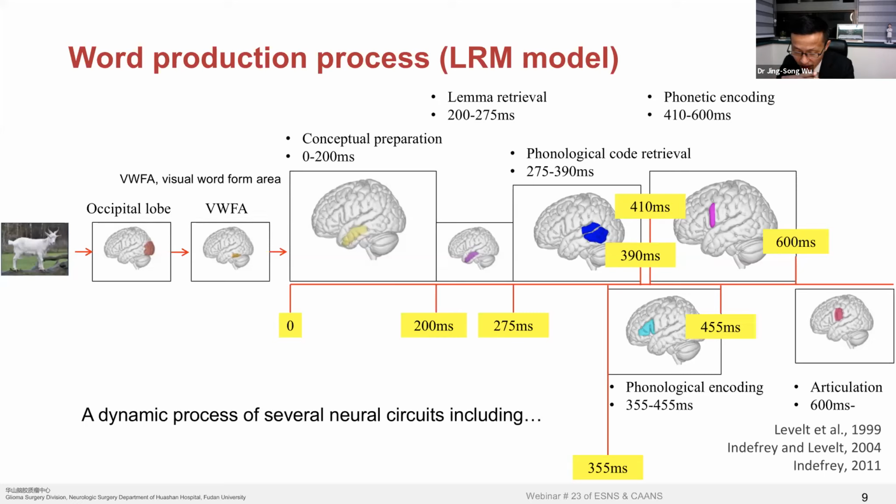Before the end of the phonological encoding process, the ventral premotor cortex gets activated to complete the phonetic encoding process. The time window for this stage is approximately 410 to 600 milliseconds. This step is responsible for sequencing syllables and coordinating movement of the articulators. So finally, the ventral sensorimotor cortex activates to control the movement of the articulators and complete articulation.